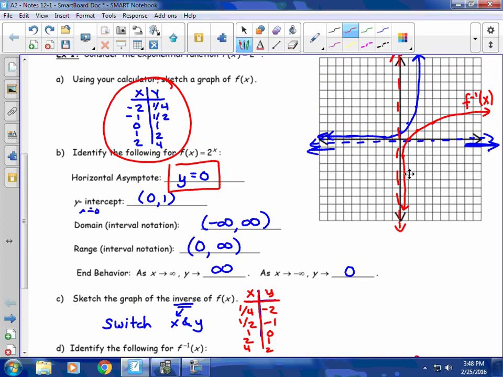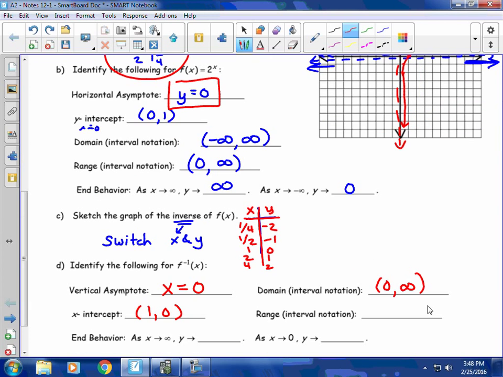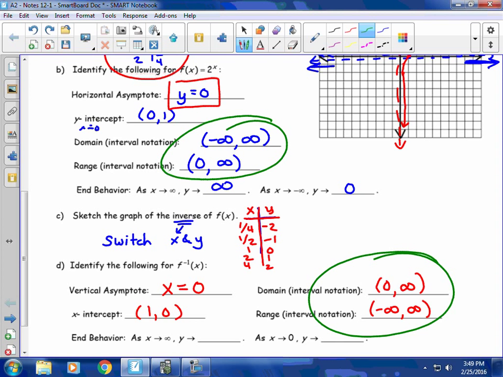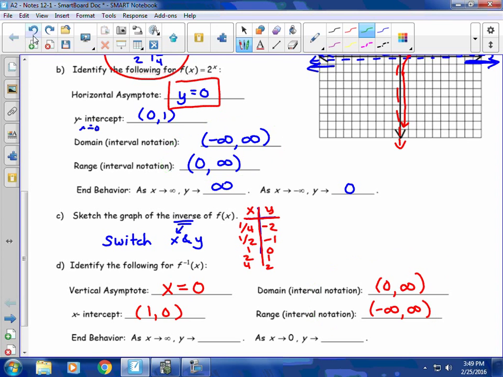How about the range? Look at this red graph again. What's the lowest it goes? Negative infinity. What's the highest it goes? Even though it's growing slowly, it is still growing forever, so it does go negative infinity to infinity. And take a look real quick. Compare these two domains and ranges. What do you notice? We should be saying they switch. And that should make sense, because domain is like your x's, range is like your y's. And when you switch x and y, you're going to switch your domain and ranges. Okay, all stuff we've seen before.